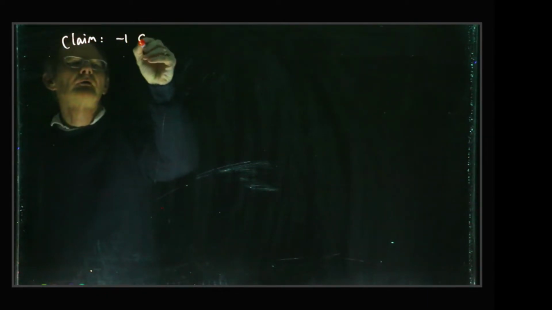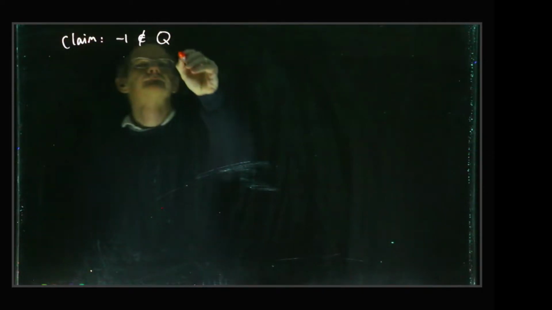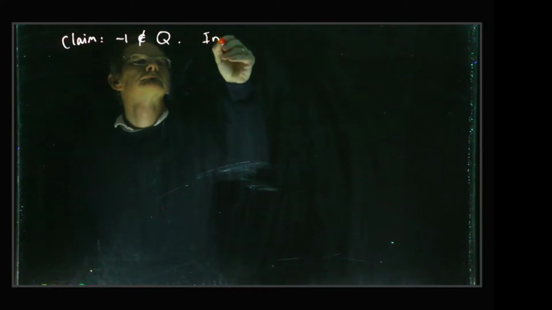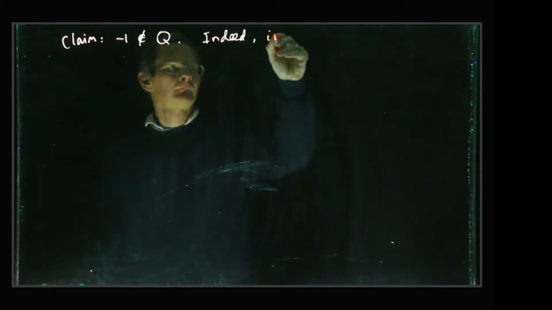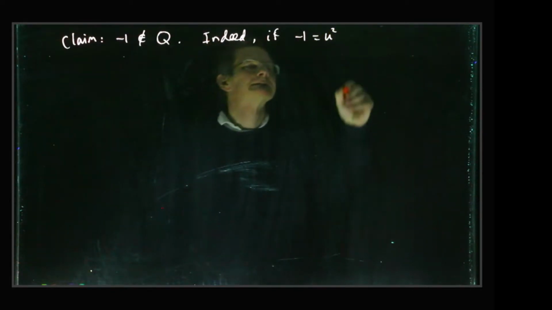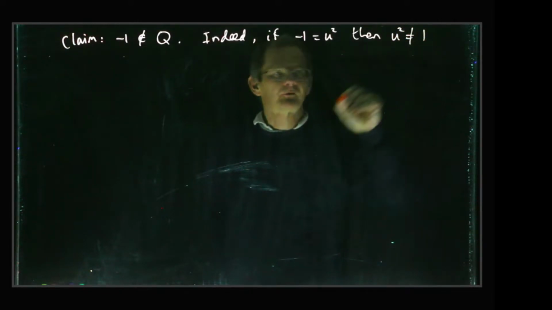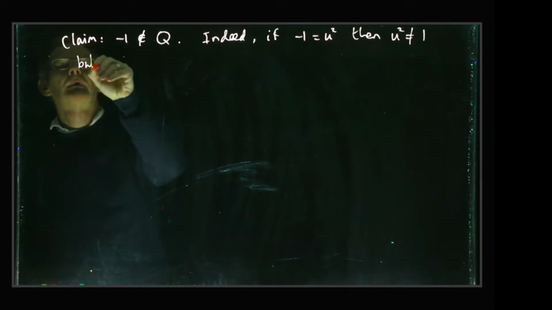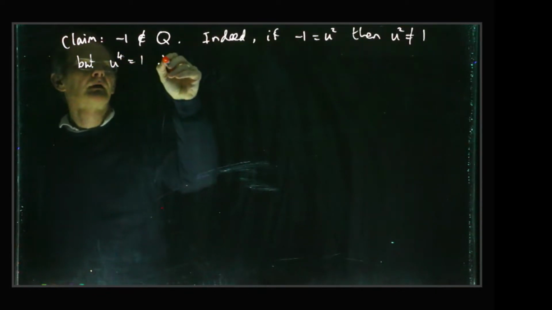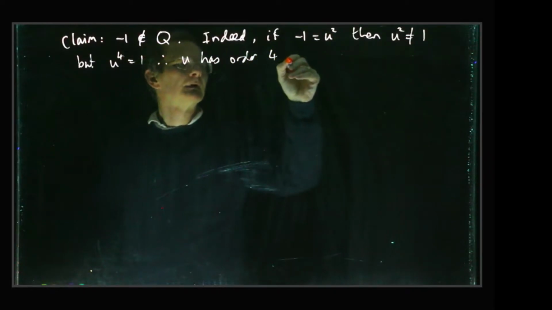So now the next claim is going to be that minus 1 is not in Q. So how can we see that? Well, if minus 1 was a square, then in particular that means that u squared is not equal to 1, but u to the 4th equals 1, therefore u has order 4 in our group U.